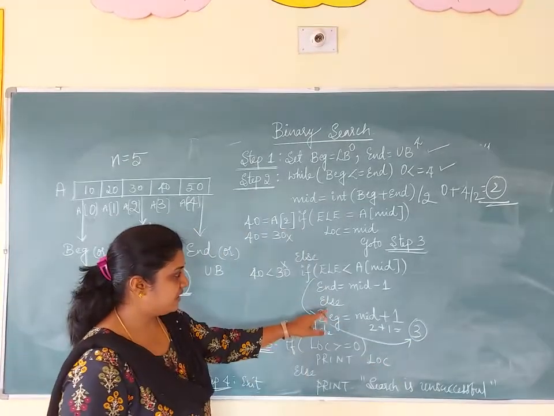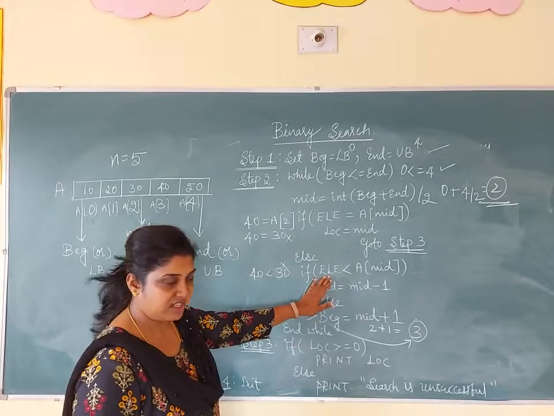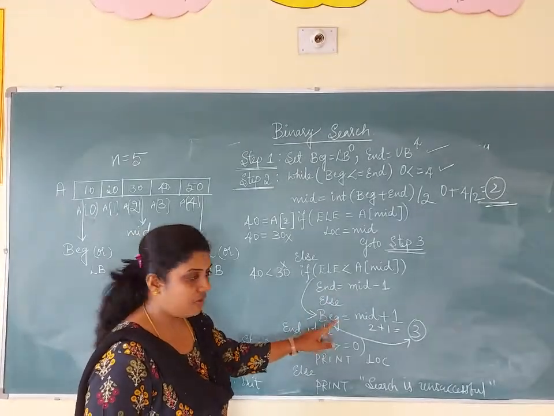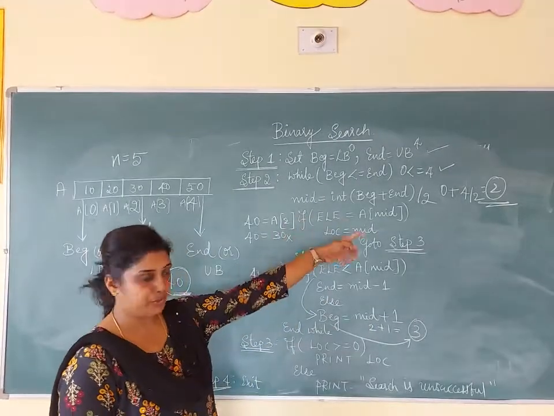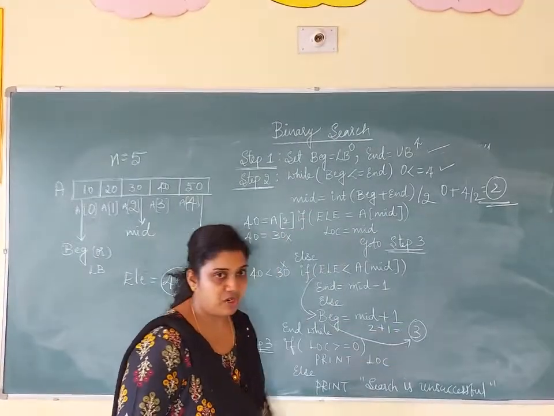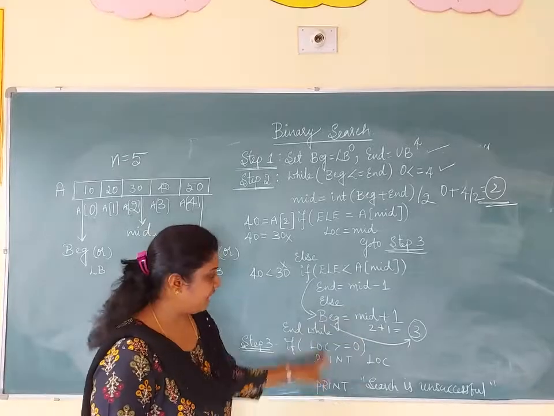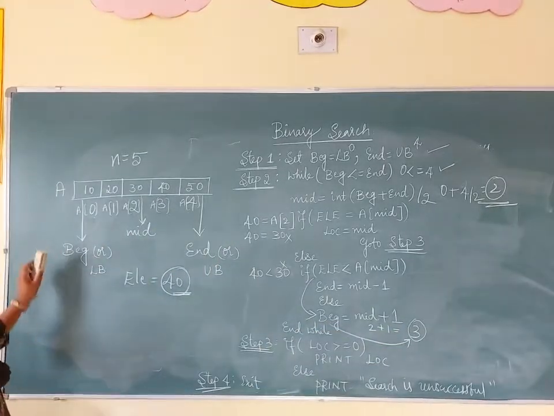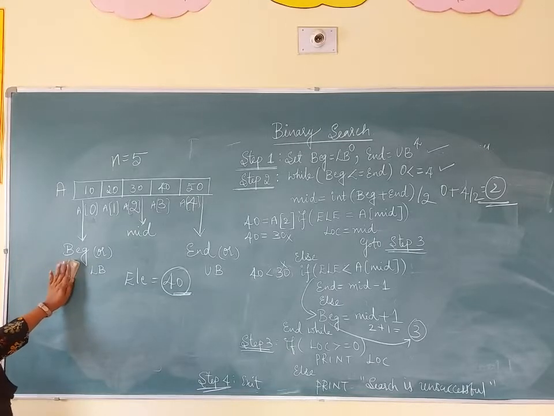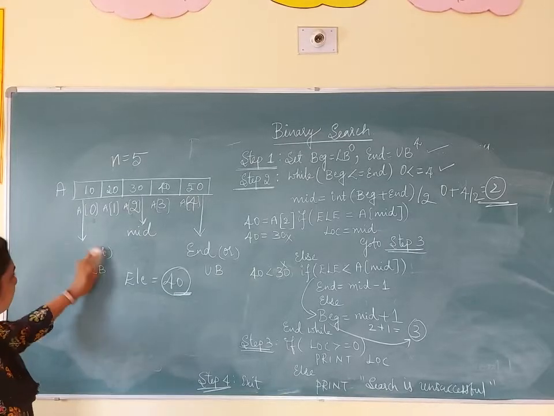See, here the condition does not satisfy, so it comes to the else part. Now you have to find beginning. Mid value we already got, that is 2. 2 plus 1 will become what? 3. Now what is the beginning value? That is 3. Beginning value is 3. Now see here, beginning before it is pointing to the location 0.